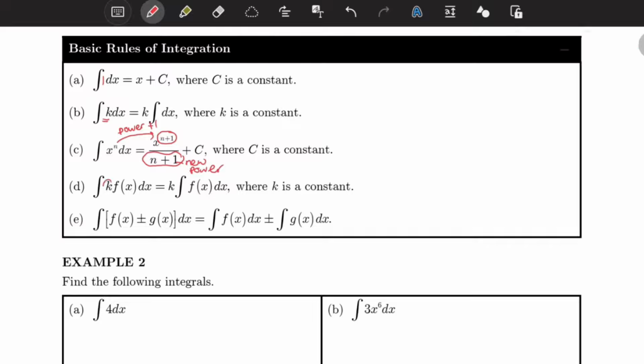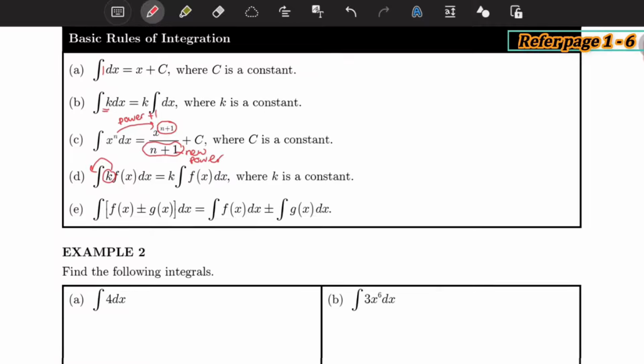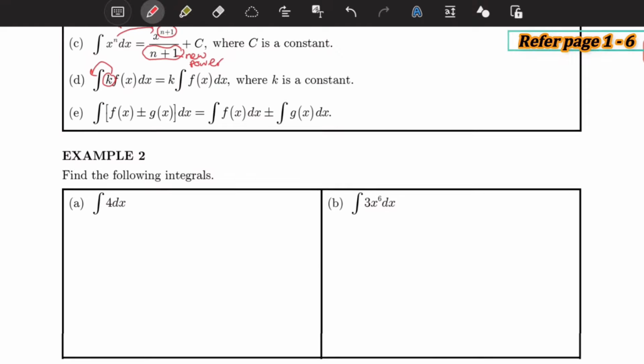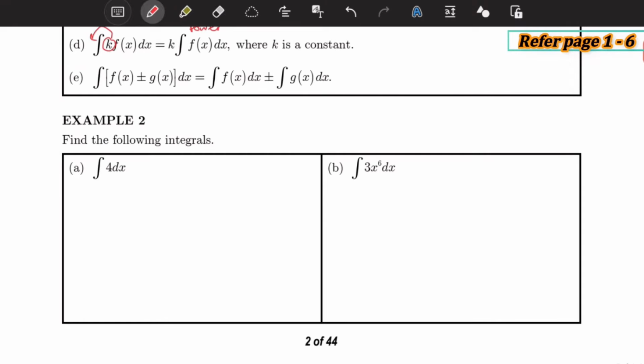We can take out k. And last one, integrate f(x) plus or minus g(x) can be written separately. So we have integrate f(x) plus or minus integrate g(x). Now, we go to example number 2.